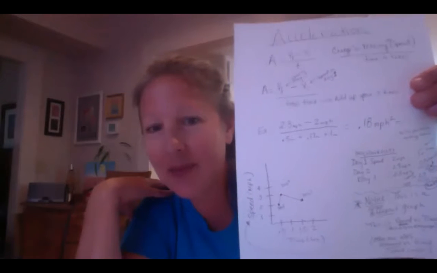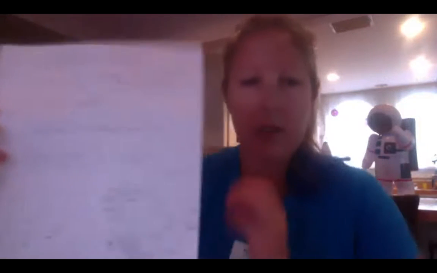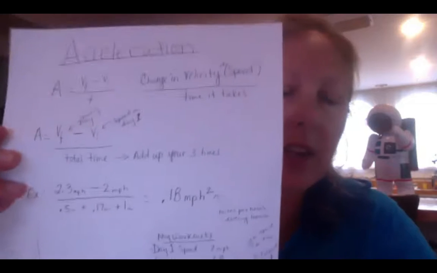Asher, question? I'm still really confused. Okay, on which part? Like the part where, for your example, it was like 2.3 miles per hour minus 2. I don't know what goes where and what to do. Okay, gotcha. So then turn off your microphone again.